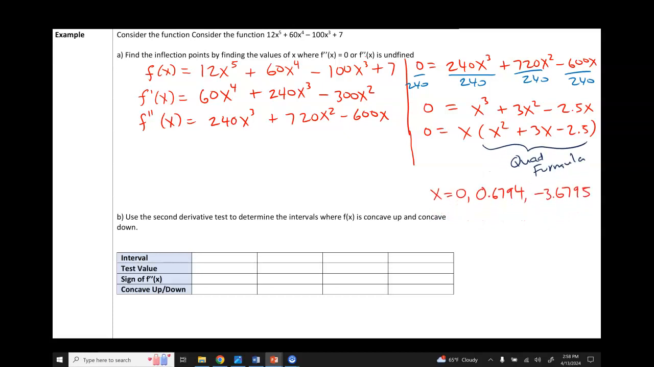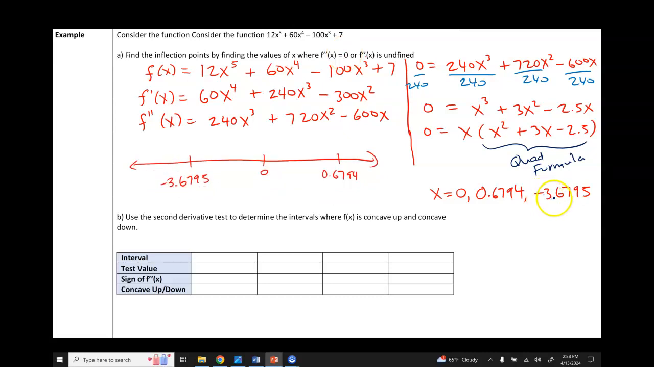But when we do that, from this x squared plus 3x minus 5, our solutions are 0.6794 and negative 3.6795. And then for x, you just set x equal to 0 by the zero product property. So our three solutions are 0, 0.6794, and negative 3.6795. These are going to be the inflection points because this is where the second derivative is equal to 0. Once we have those, we are going to make our intervals.